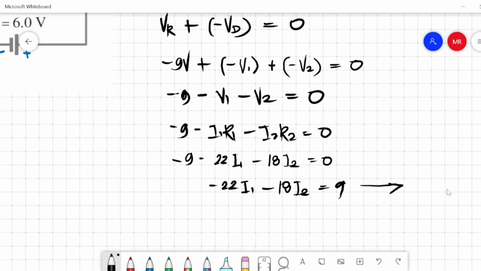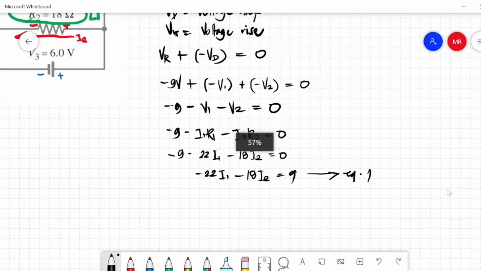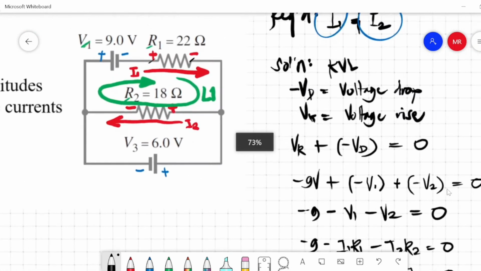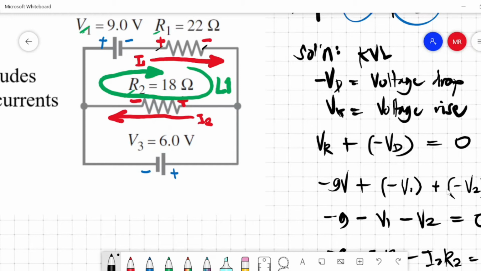So this is our equation number 1. We need another equation for us to solve for I1 and I2 because we are dealing with two variables. Now let us consider another loop from our circuit to find an equation involving I1 and/or I2. So let's say this is our second loop, loop 2, and it will go in this direction.